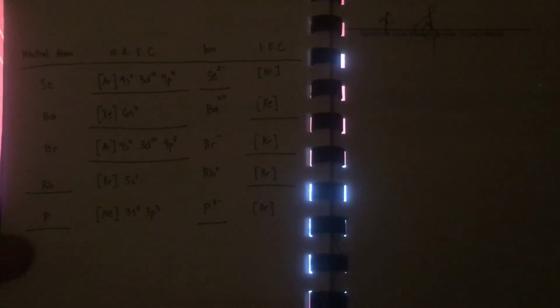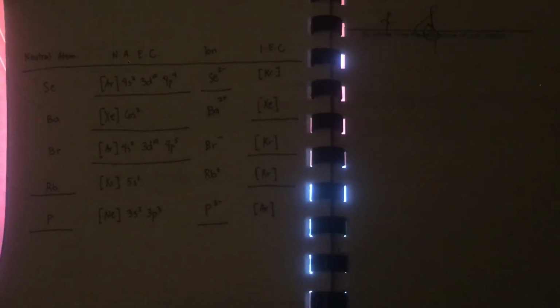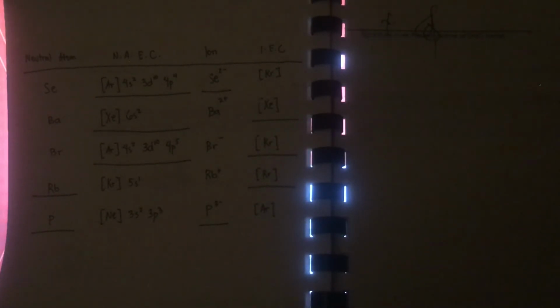So we have these answers. First, we have neutral atom Se. The neutral atom electron configuration is Ar 4s2 3d10 4p4. This belongs to group 6A, so it will gain 2 electrons. This will be Se2-, which is given the ion electron configuration Kr.